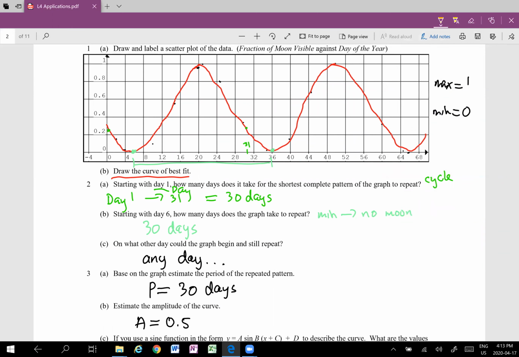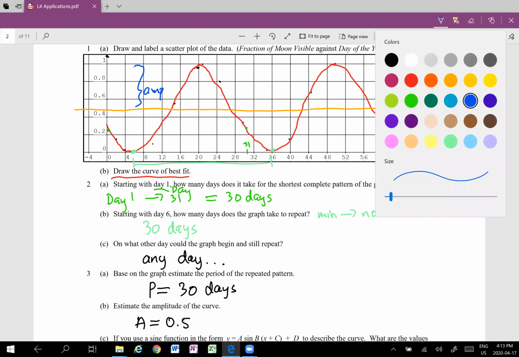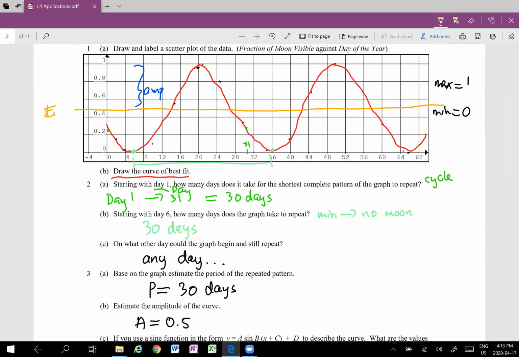Some are actually doing it this way from what we looked at already from the Ferris wheel problem. That's the amplitude. So some of you actually also might have done it that way, by actually drawing the equation of the axis or the vertical displacement line. All right? So the equation of the axis is y equals 0.5.